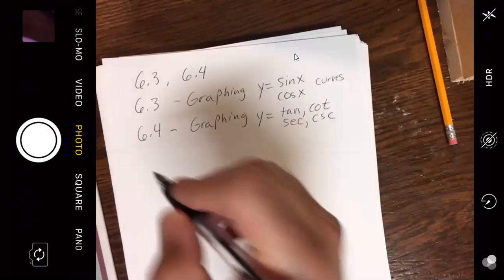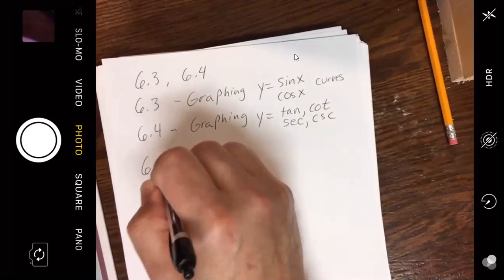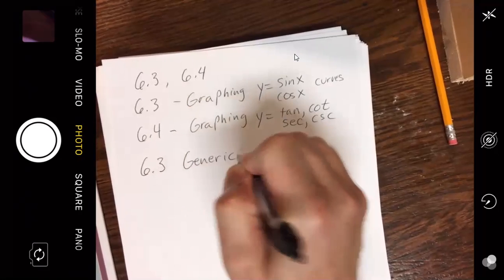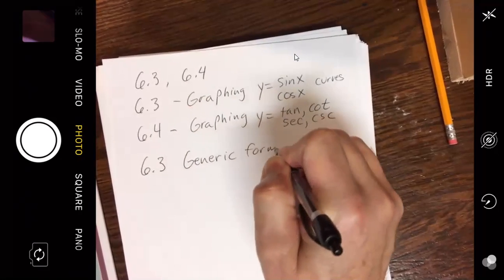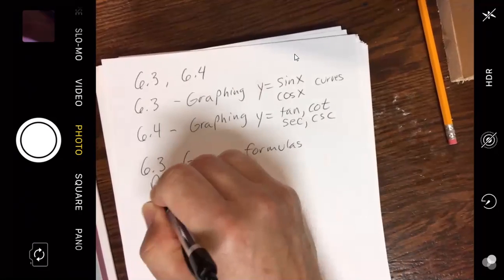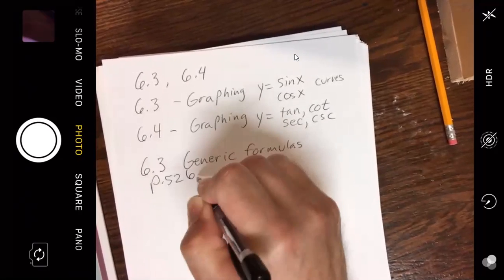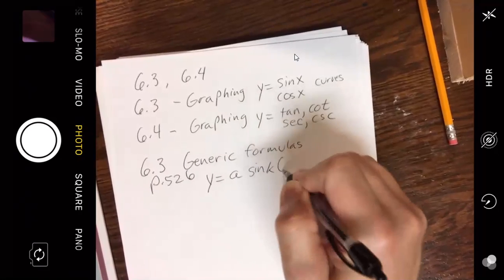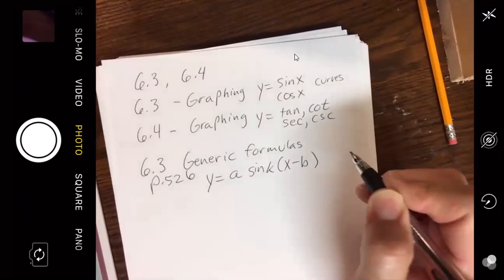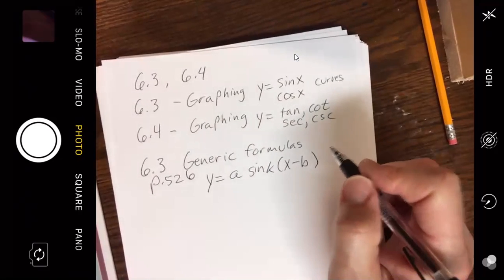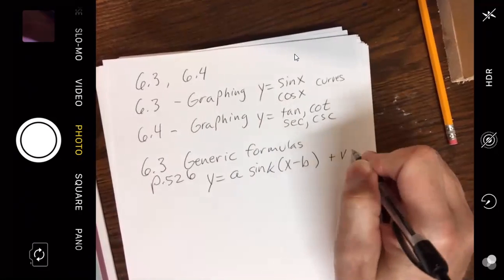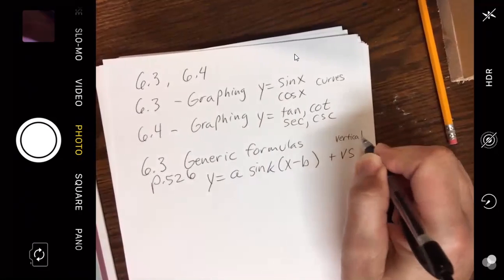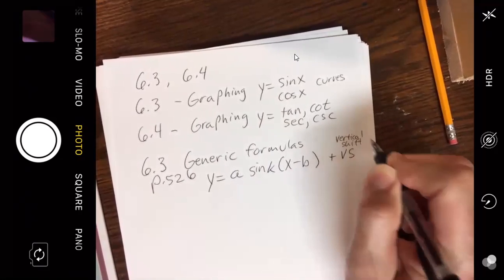All right, and the generic formula for 6.3, page 526, is y equals a sine of k times x minus b. Now, I like to add on what I'll call VS, vertical shift. Any number added on is a vertical shift. The book doesn't do that.